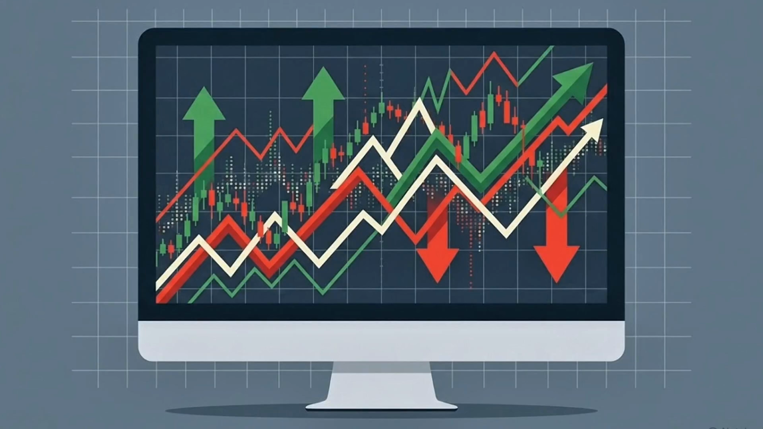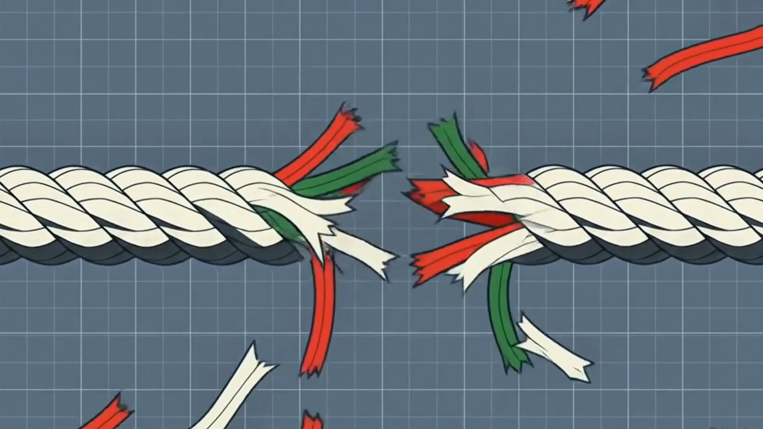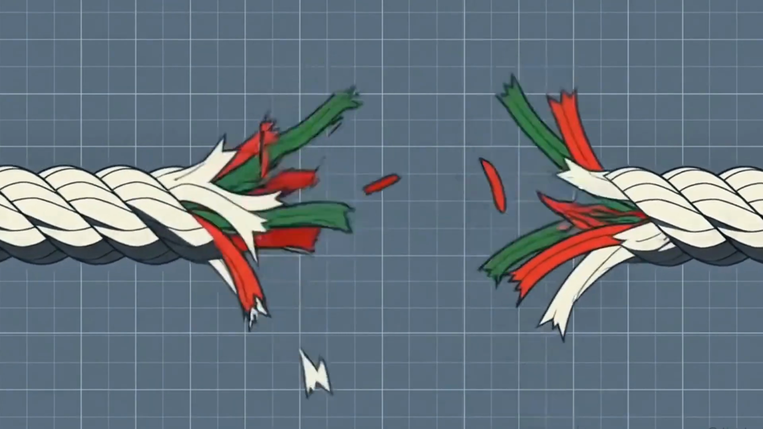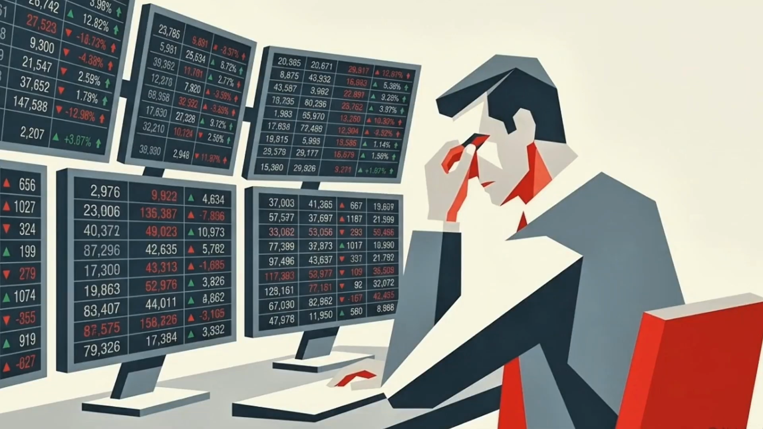Look at a stock chart, and it is easy to just see a collection of lines. But what you are actually watching is a real-time tug of war. On one side, the greed of buyers. On the other, the fear of sellers.